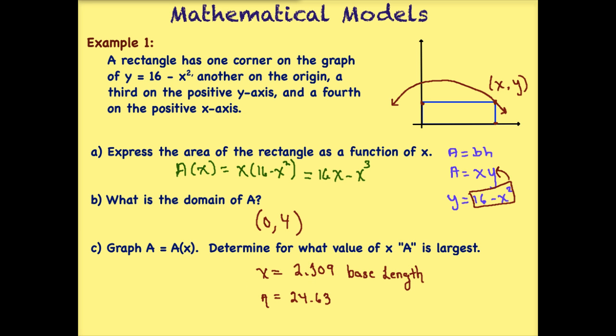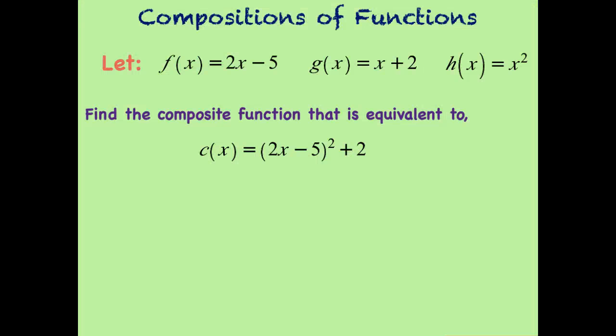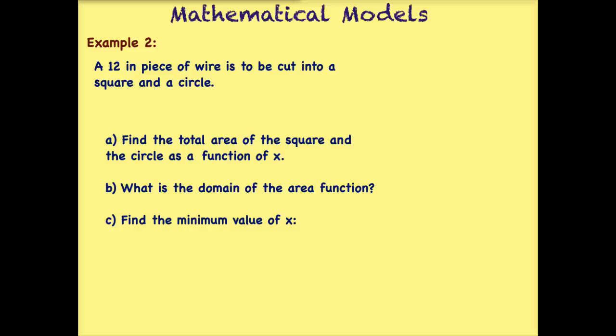Okay, let's try our second problem. In this problem, we have a 12-inch piece of wire, and it's to be cut into a square and a circle. What we want to do for A is find the total area of the square and the circle as a function of x. Once we have that, we can determine the domain of the area function as well as find the minimum value of x. So go ahead and pause the video and see what you can come up with.